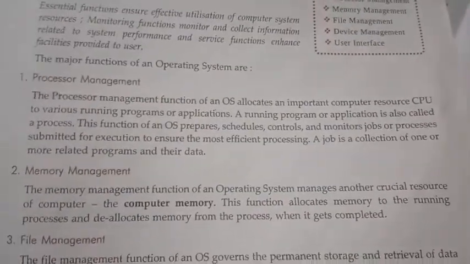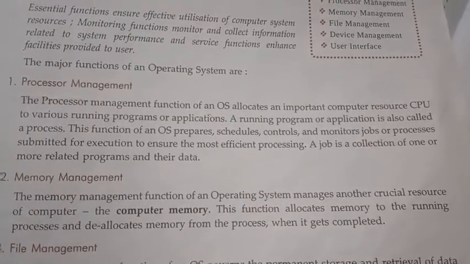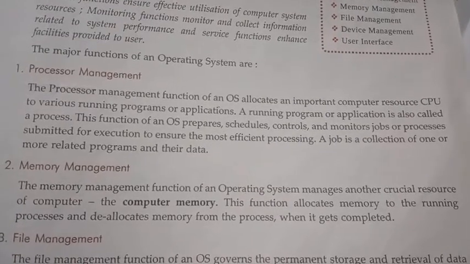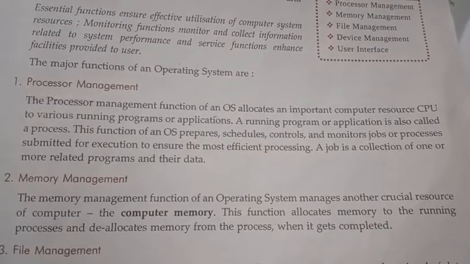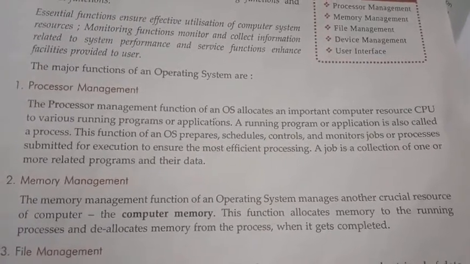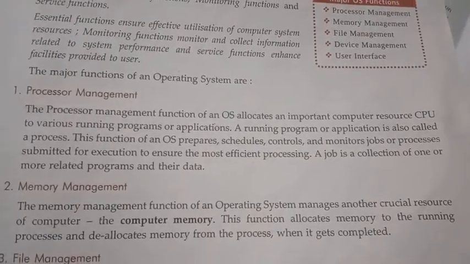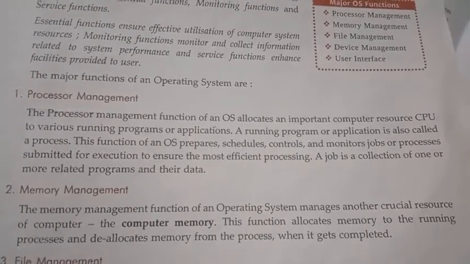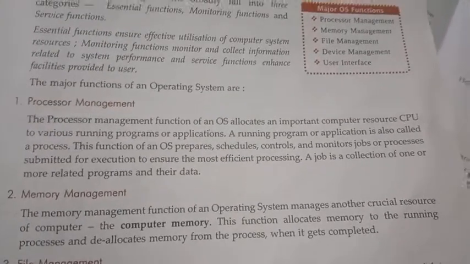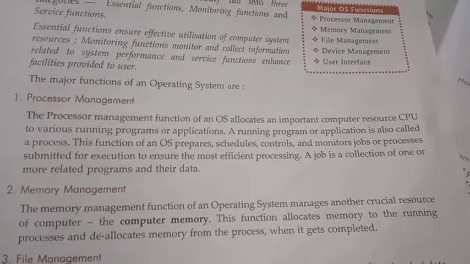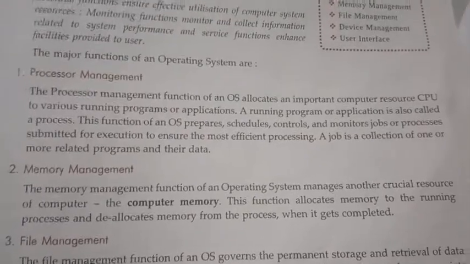Second one is called memory management. The function allocates memory to the running process and deallocates the memory from the process when it is completed. We already studied primary memory. If any process is to be executed, it should first be moved to the primary memory. The primary memory allocation is done by the operating system. After a process is completed, deallocating memory means removing that process from the memory. That is called deallocation, which is also done by the operating system. So this is called memory management.